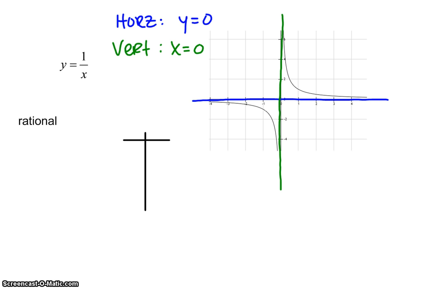With your rational function, remember we have those asymptotes because x can't be 0 because we don't want to divide by 0, or we can't divide by 0. We have the horizontal asymptote y equals 0 because the only way a fraction can be equal to 0 is if my numerator is 0 and it's already been defined to be 1.